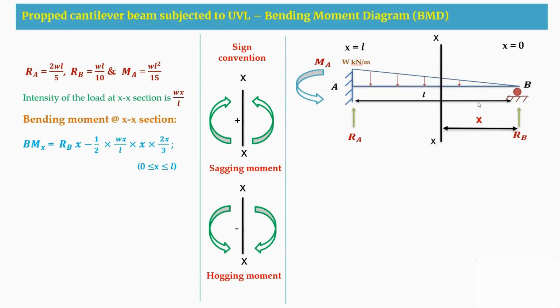So this is the area, and the CG distance here is 2x by 3 from this B support. So that is 2x by 3, and the limit here is 0 to L. Now, when I substitute x equal to 0, I get the bending moment as 0 at this B support. And when I substitute x equal to L, I get the moment to be WL square by 15, which is a negative value. So this is the bending moment at x equal to 0 and x equal to L.